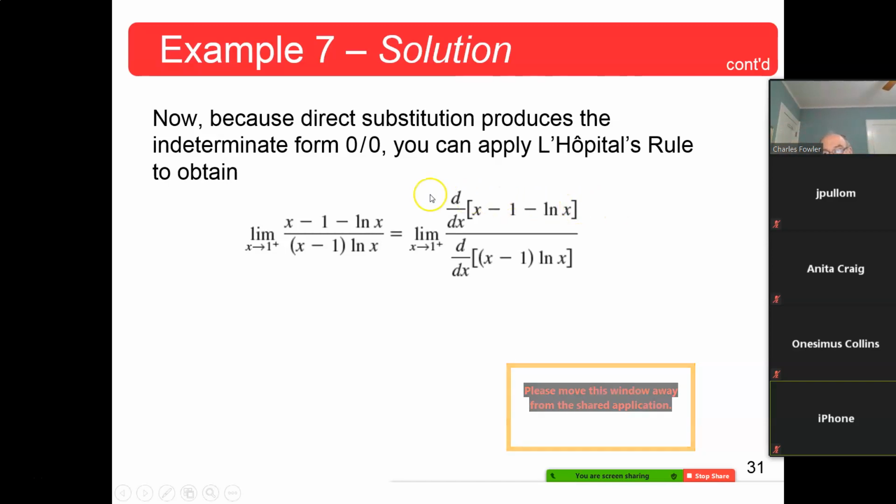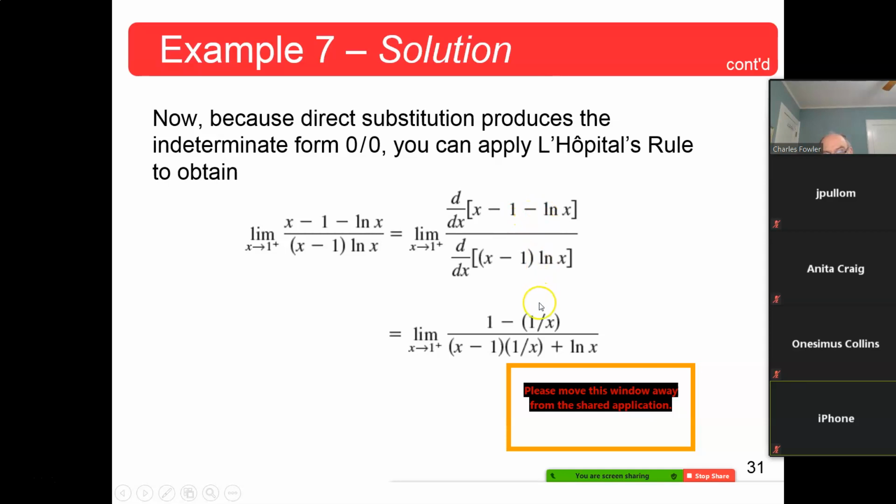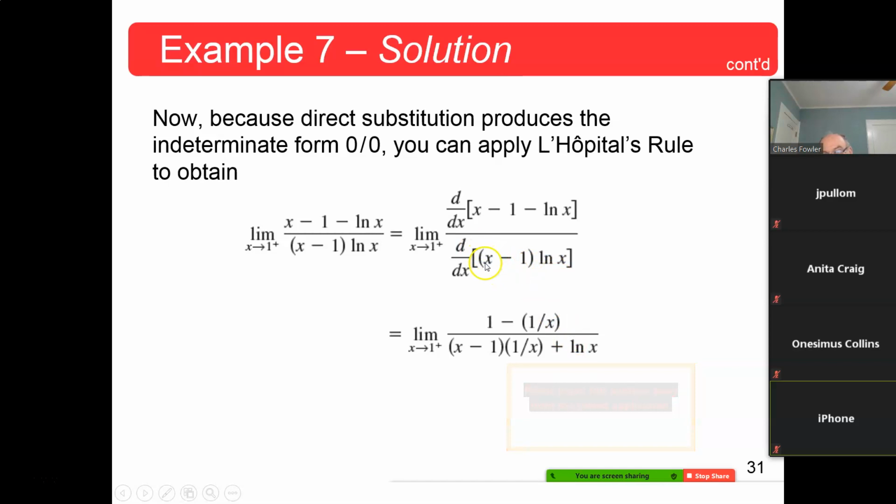Okay? And when you do that, they actually took a step and wrote the derivatives of each of these. I don't know why. You could just take the derivative of the first and the second. So let's get on to that slide. That would be: derivative of x is 1, derivative of minus 1 is 0, derivative of negative log x would be negative 1 over x. And down here you have a product rule, so it's the first times the derivative of the second, so it's x minus 1 times 1 over x, plus the second, log x, times the derivative of the first. Derivative of x is 1.